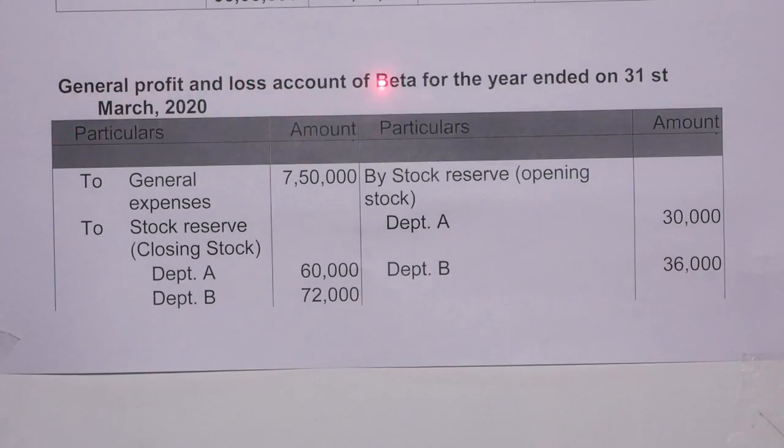General profit and loss account for the year ended 31st March 2020. Particulars, amount: to general expenses 7,50,000. General expenses have not been allocated to the individual departments and are charged to the general profit and loss account. So now we are calculating closing stock reserve.